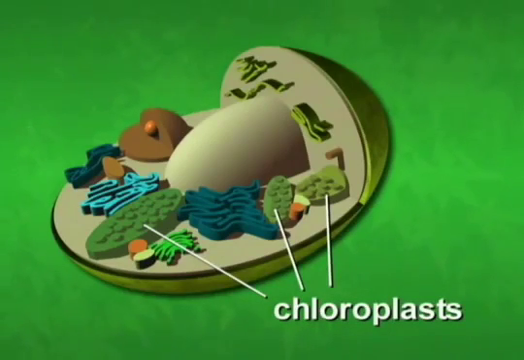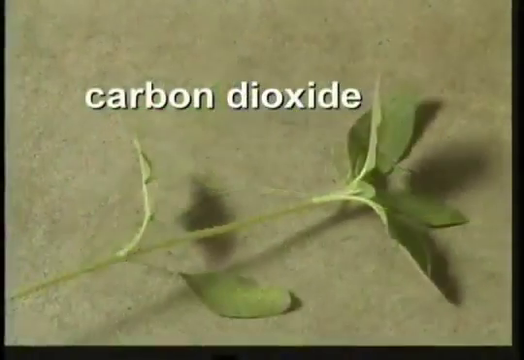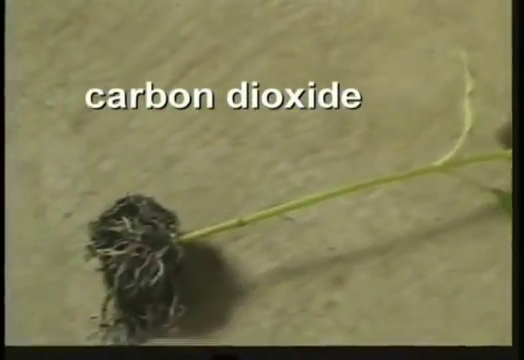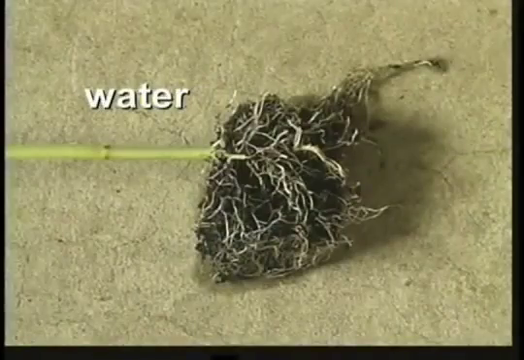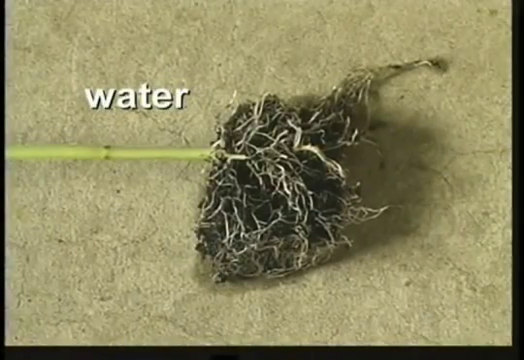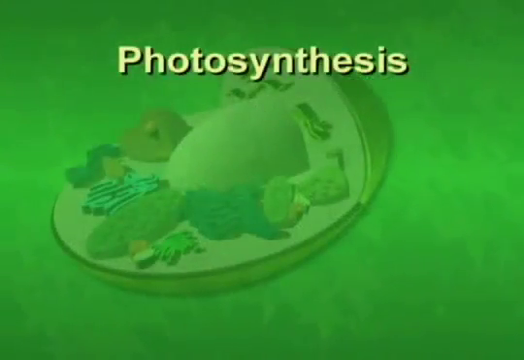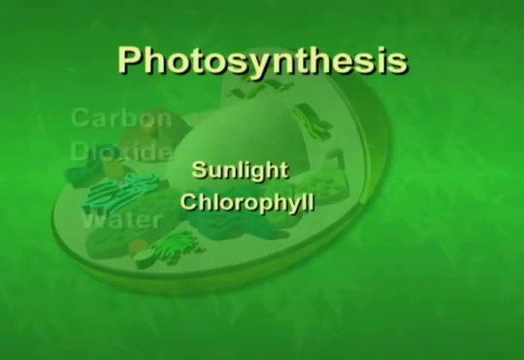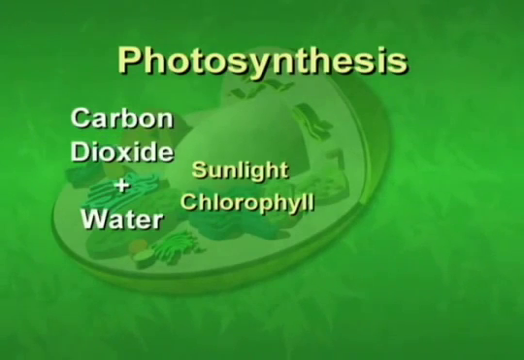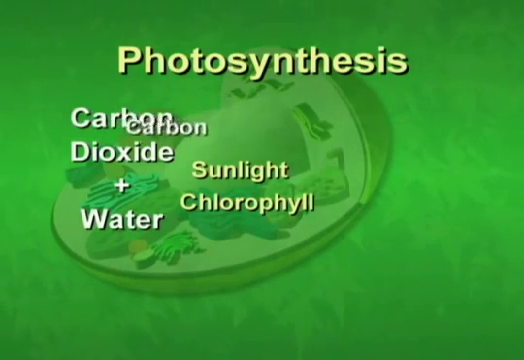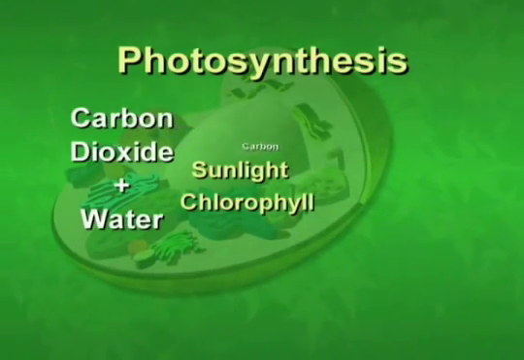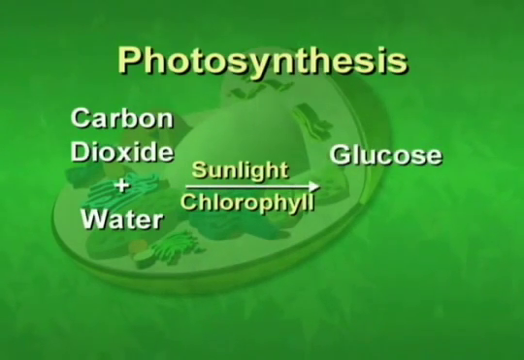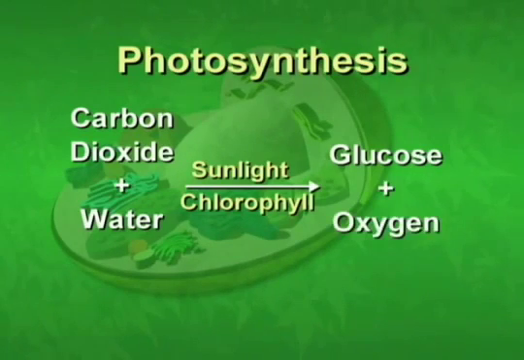The raw materials for photosynthesis are carbon dioxide, which a plant takes in mostly through its leaves, and water, which enters the plant mostly through its roots. During photosynthesis, the chloroplasts use the energy of sunlight to combine the water and carbon dioxide. This brings a carbon molecule from the carbon dioxide into the living system, enabling the plant to make new sugars, such as glucose. The reaction also releases oxygen.